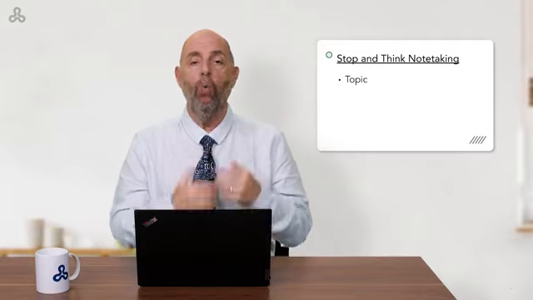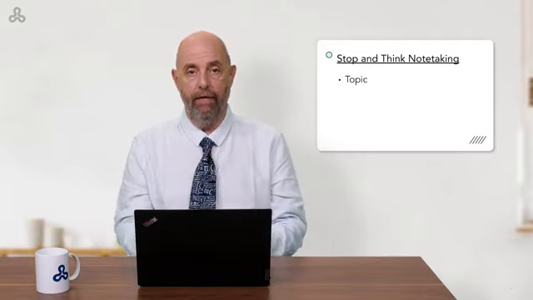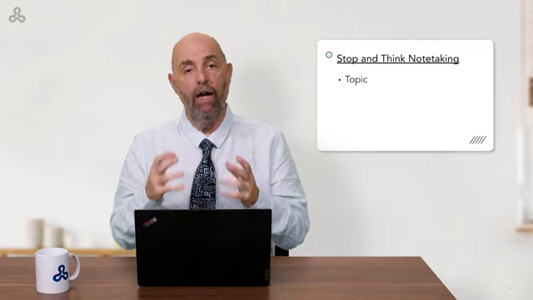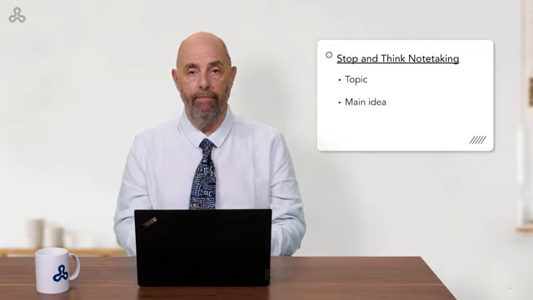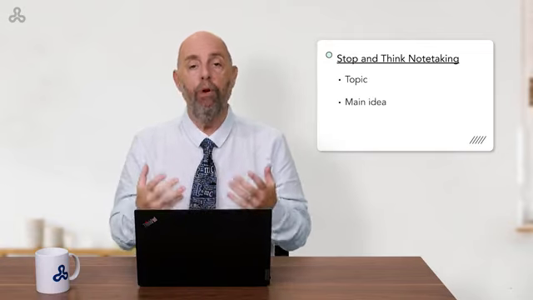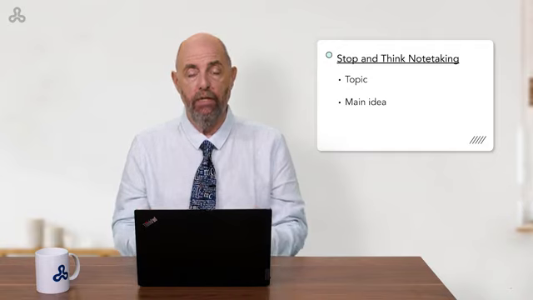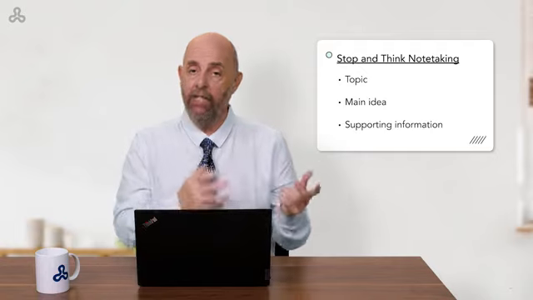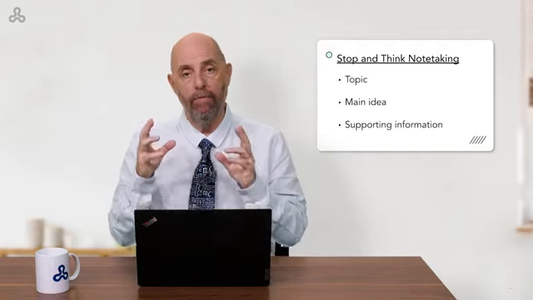In that video, we read the text while asking ourselves 3 questions. First, what's the text about? This helped us find the topic. Second, what is the author saying about the topic? Here we focus on understanding the main idea. Third, what important information does the author use to support the main idea? In answering this question, we begin to understand the important supporting information.